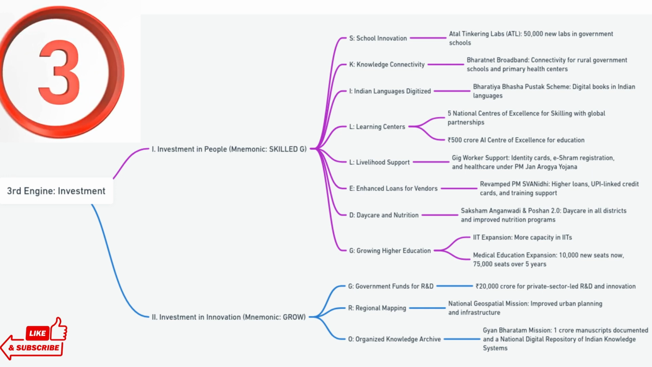K. Knowledge connectivity. BharatNet broadband is being rolled out to connect rural government schools and primary health centers. With better internet connectivity, rural areas will have access to better education and healthcare.